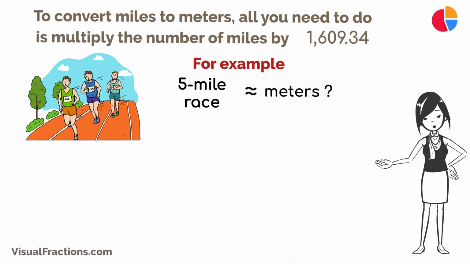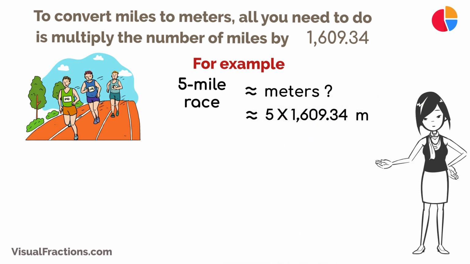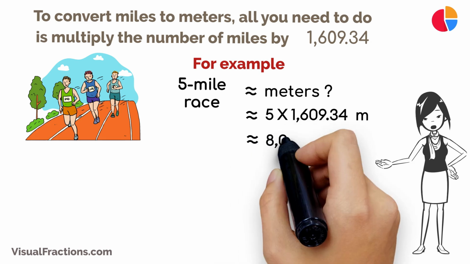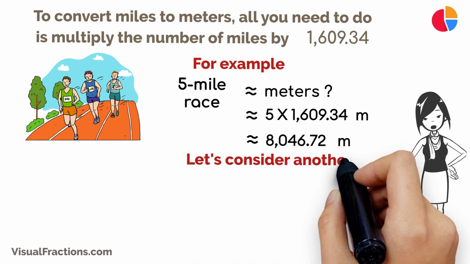you ran by multiplying 5 miles by 1,609.34. That's a total of about 8,046.72 meters. Let's consider another scenario.